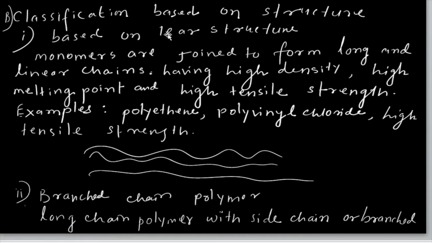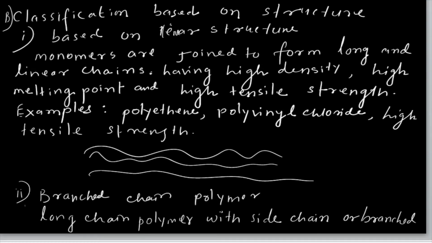Linear, here you can see, you should know linear. The spelling is not correct here. L-I-N-E-A-R, linear structure. Linear means what? Simply long chain structure. Simply long chain structure having high density, high melting point and high tensile strength.